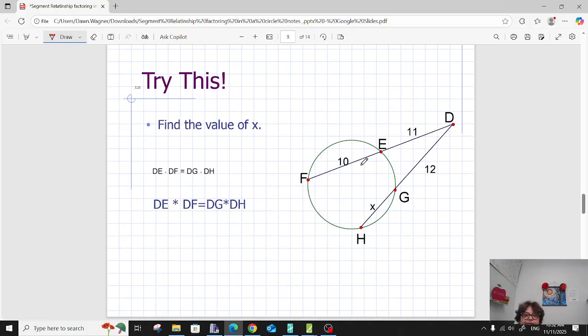You guys try this one. I'm going to do it on a separate sheet of paper here. I don't have the answer.